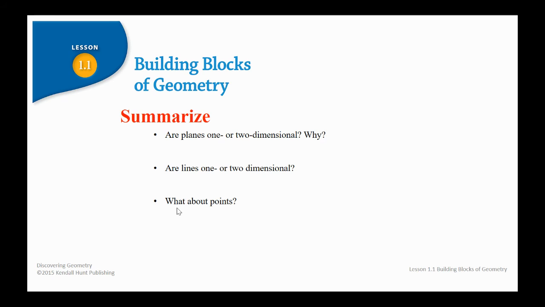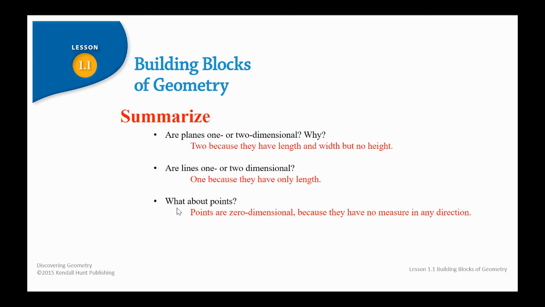Okay, so a couple little summary questions here. Are planes one-dimensional or two-dimensional? So think about that for a second. Are lines one or two-dimensional? And what do you think is true about points? So planes are two-dimensional. They have a length and a width, but no thickness. So 2 dimensions. Lines are one-dimensional, length only, no width or thickness. And points are actually 0-dimensional. They have no measurements whatsoever.